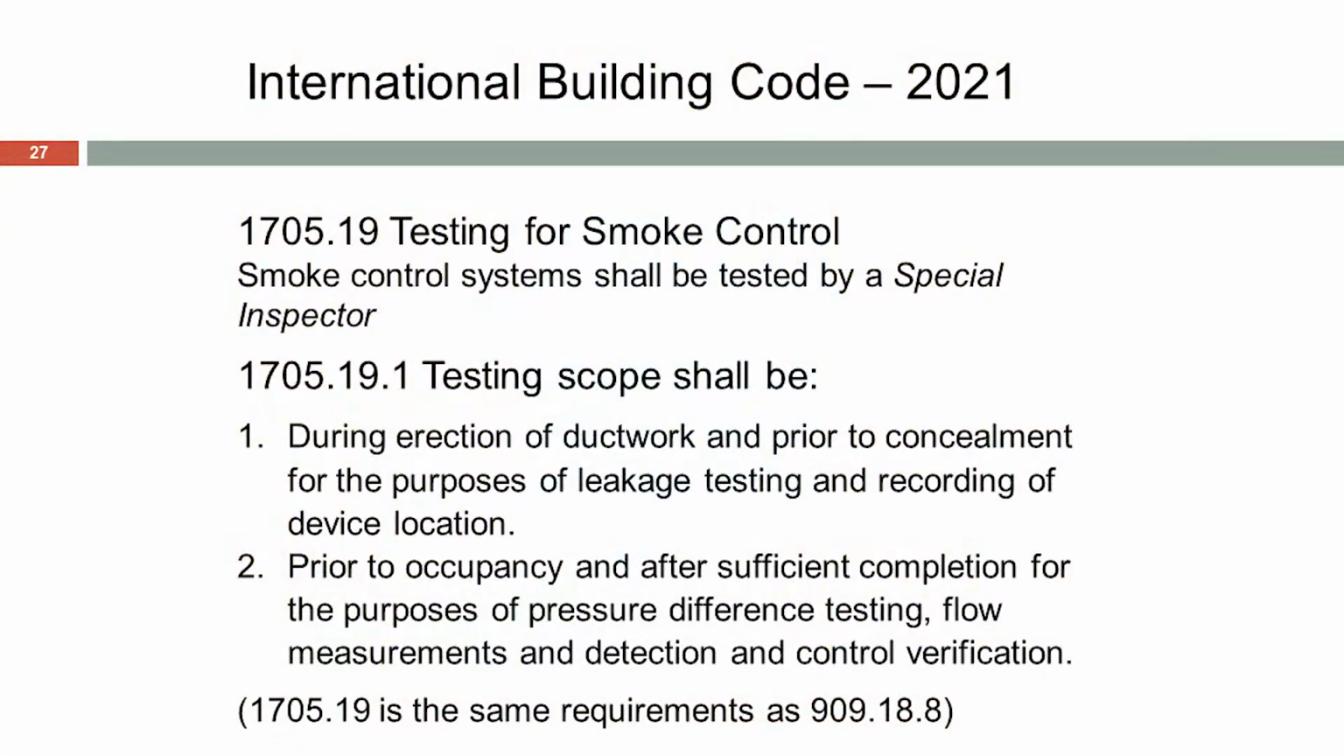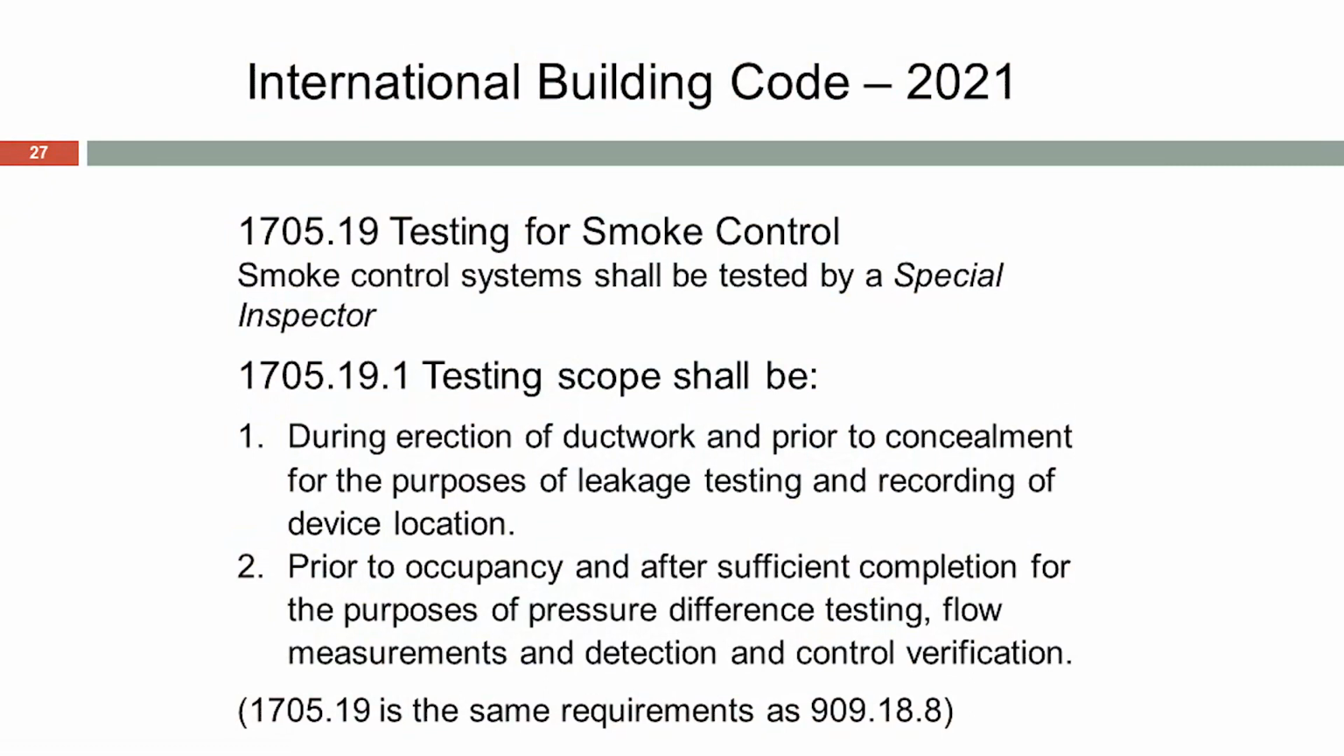So right there in the acceptance testing, in the building code that everybody has to follow, there's our scope of work. Guys, this is our work. Smoke control systems shall be tested by a special inspector. So we're going to have to get into that and find out who that is.